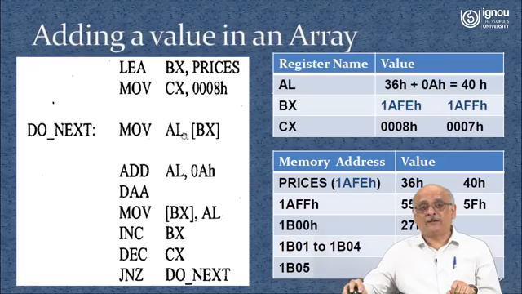What have we done over here? Move AL comma the content which is pointed to by the BX register, indirect addressing. BX was pointing to 1AFE. So move into AL whatever is pointed to by the BX register. BX is the register pointing to this particular location initially. So 36 will get loaded into the AL register. That is what you get here.